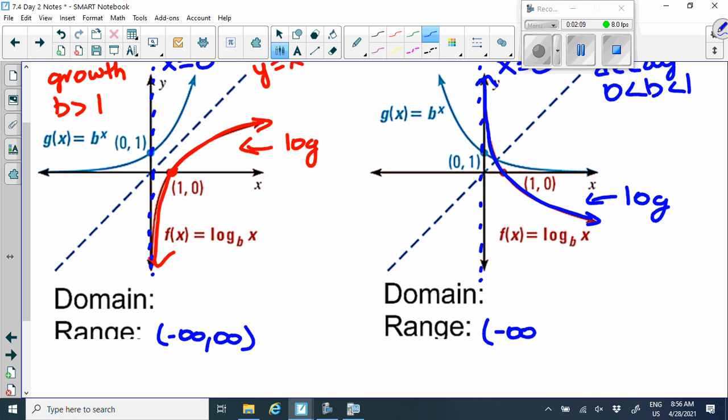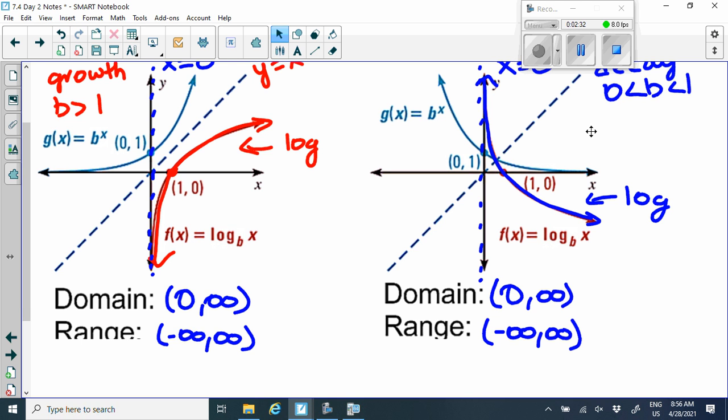So that means your domain is going to be affected by the asymptote. So it is always going to go to positive infinity. We will never have our logarithm on the left-hand side of our asymptote. The log will always be on the right-hand side. So we go from the asymptote to positive infinity.